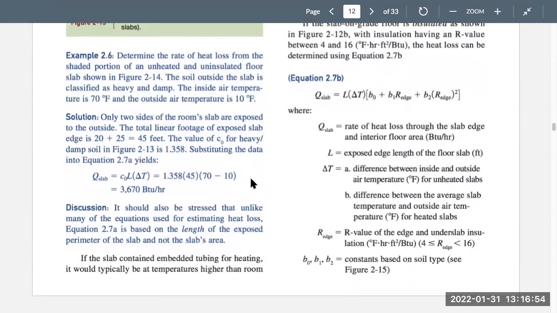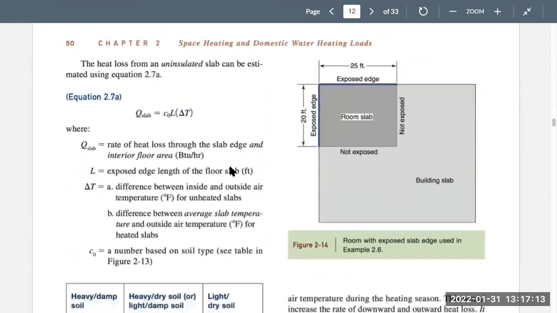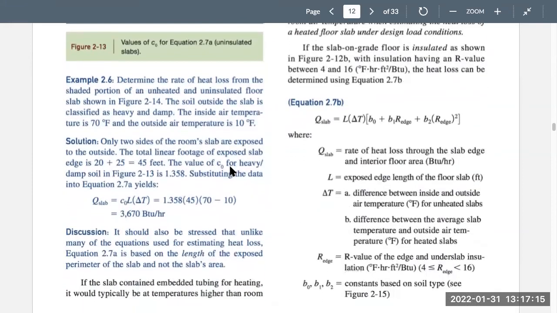So only two sides of the room slab are exposed to the outside. So the total linear footage of the exposed slab edge is, as we've seen, 20 plus 25, which equals 45 feet. Again, that's 20 plus 25. The value for C is for heavy damp soil, so we see it's 1.358. We substitute that data in.